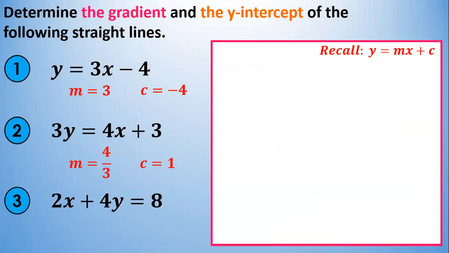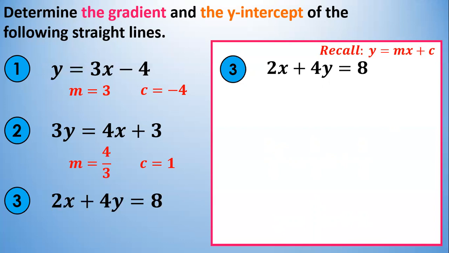2x plus 4y is equal to 8. Let us recall we are using the slope-intercept form where y is equal to mx plus c. This equation is not in the slope-intercept form. So we have to rewrite the equation in the slope-intercept form before we can find our gradient and our c.